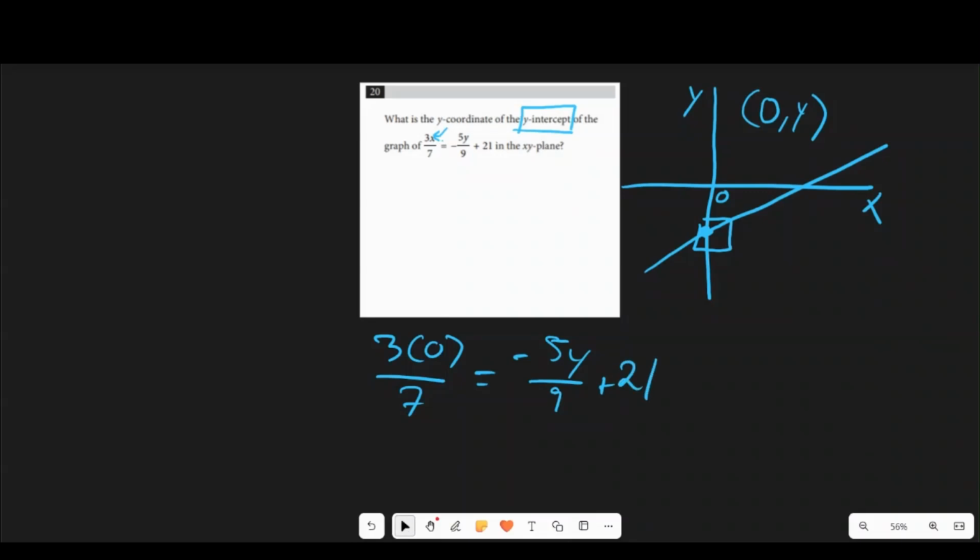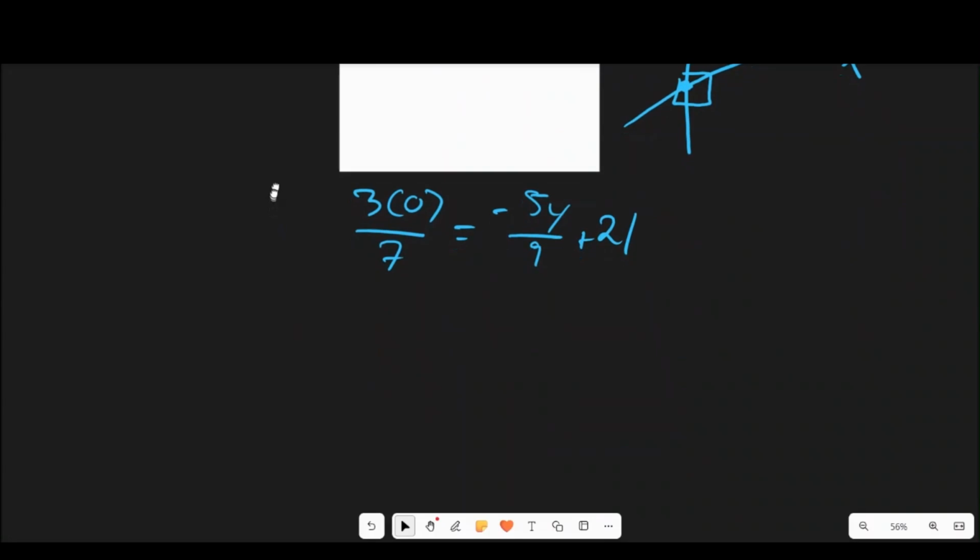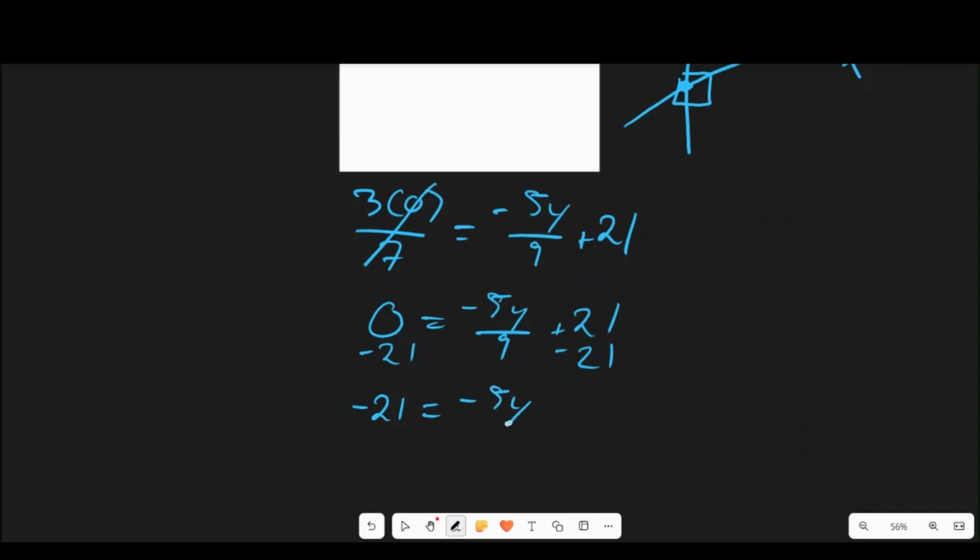So let's try and simplify. 3 times 0 is going to be 0. 0 divided by 7 is also going to be 0. So we're just going to have a 0 on this side. It's equal to minus 5y over 9 plus 21. And then we're going to subtract 21. Whatever you do on one side, you do on the other side. So then minus 21 is equal to minus 5y over 9.